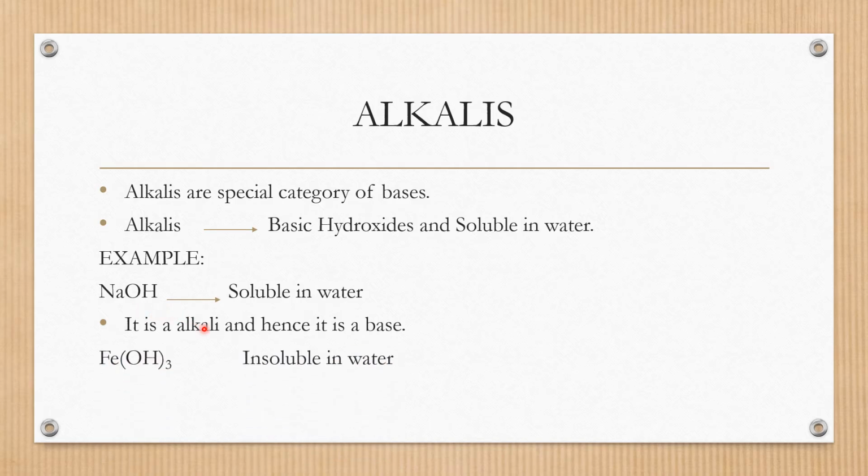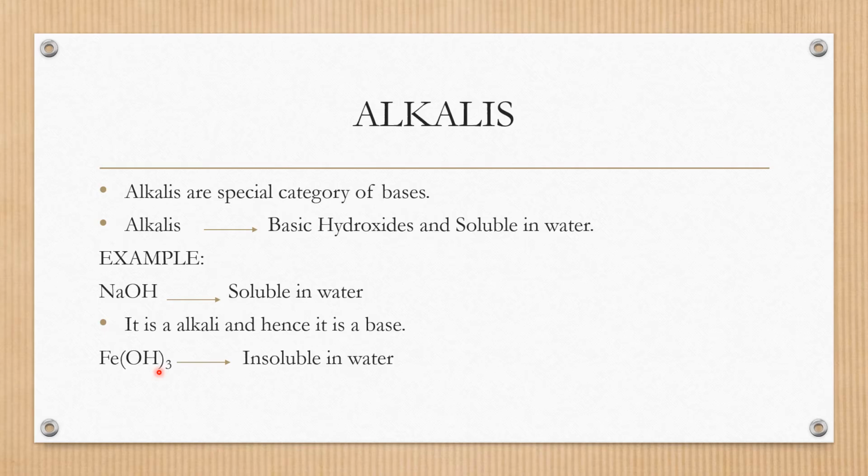The next one is iron hydroxide, or ferric hydroxide, Fe(OH)3, which is insoluble in water. So it is not an alkali, but it is a base. When it dissociates, it forms OH minus ions. So it is a base, but it is not an alkali.